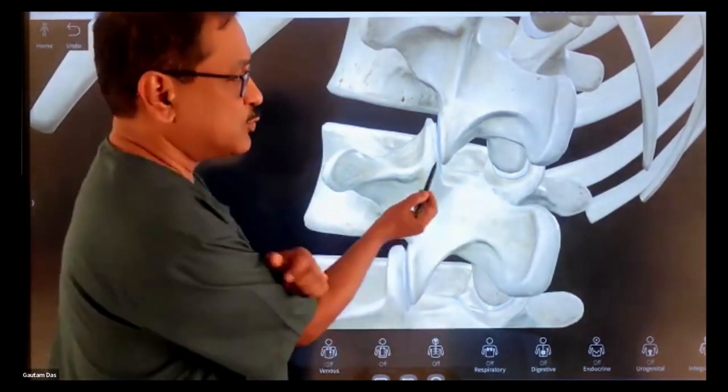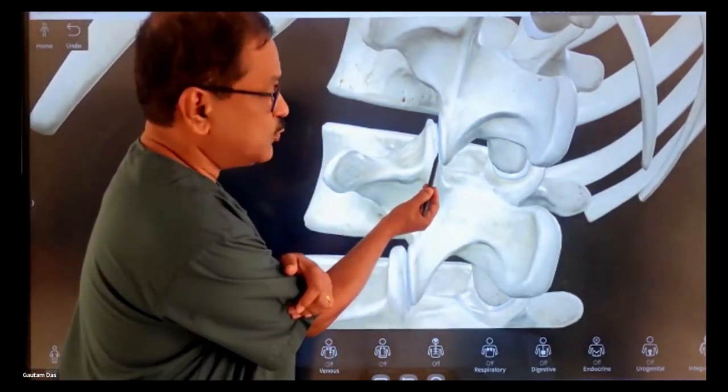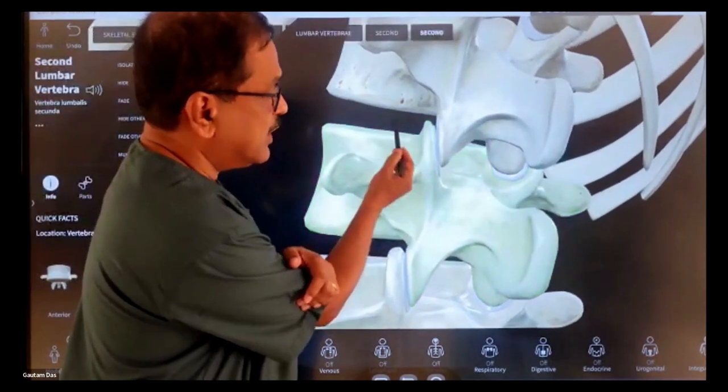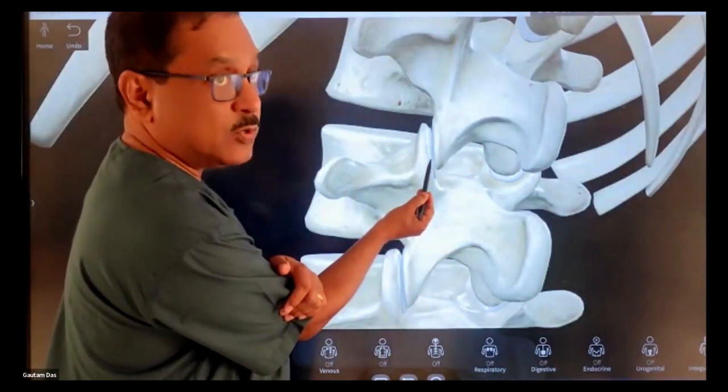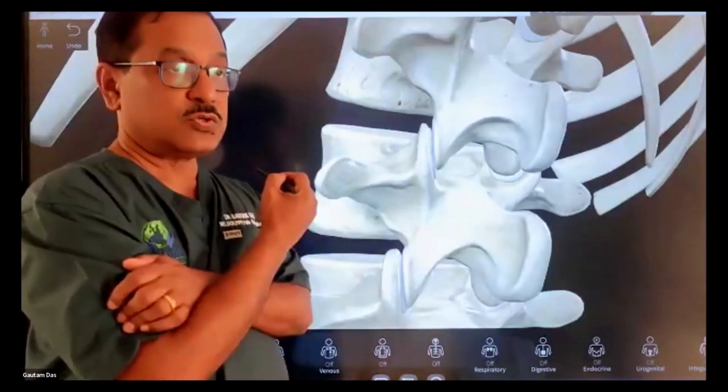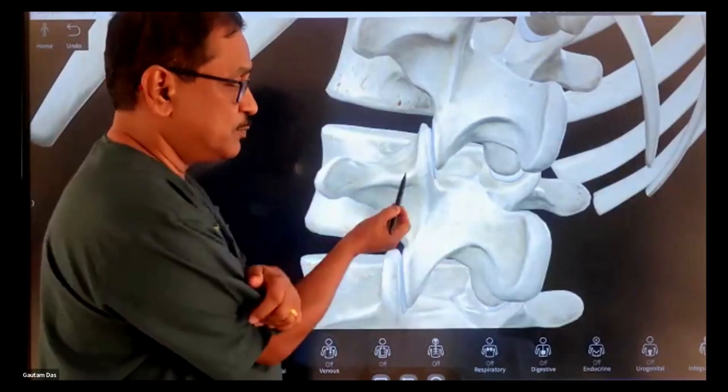What are those procedures? One procedure is intra-articular facet joint injection. You can go for this anywhere, but ideally in the middle or a little below of this joint. So this is intra-articular. Then is your medial branch.